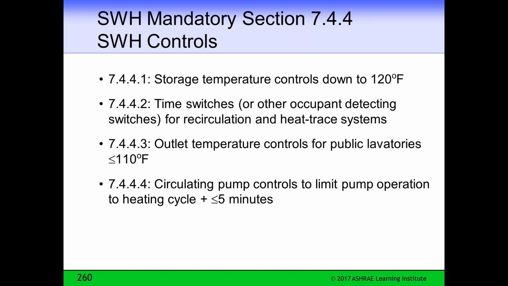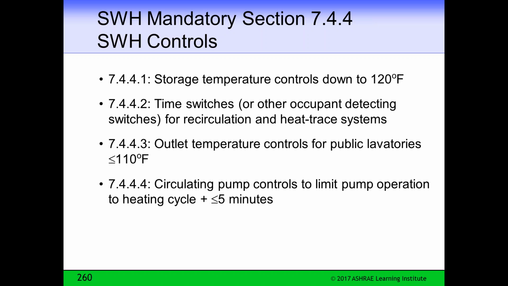So basically, we want to make sure that if the building's unoccupied or that system's not being used, the occupants have the chance to turn off a system and make sure that the recirculating pump doesn't run when it's of no use, or heat tracing systems. Outlet temperature control for public lavatories down to 110. That's the same as the plumbing code again, so that it's in our code, but it's covered by other codes.